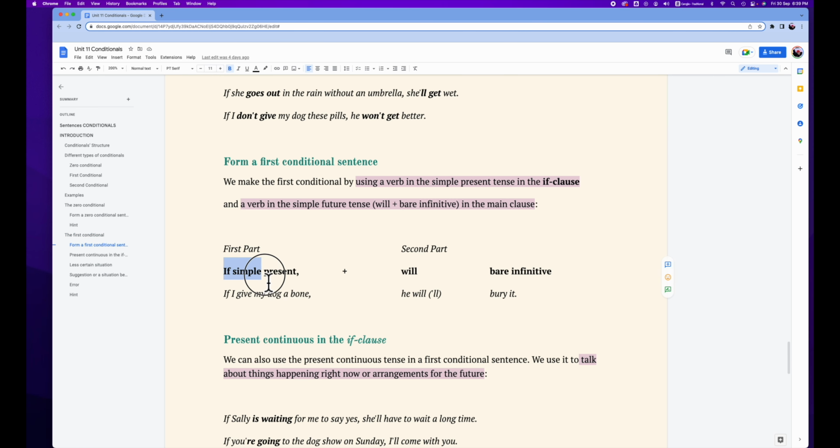Then how to form the first conditional sentence? Let's take a look. First part, present tense. Second part, will plus bare infinitive. If I give my dog some bones, he will bury them. There are other tenses that we can use to replace the present tense in part A. So, what tenses can we use?